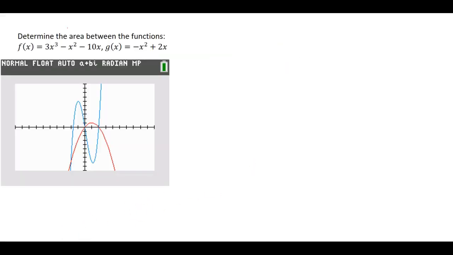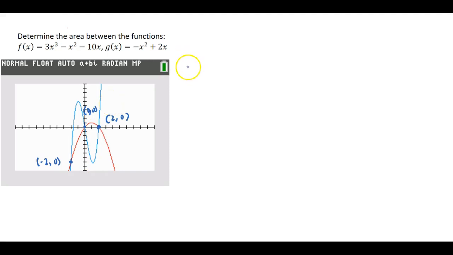So with that in mind, let's take a look at this problem. Determine the area between the functions f of x equals 3x cubed minus x squared minus 10x, and g of x equals negative x squared plus 2x. This brings up an interesting situation, because I've got intersection points at (-2, 0), (0, 0), and (2, 0). Between -2 and 0, the blue cubic is above the red quadratic, but between 0 and 2, the quadratic is above the cubic. So we're going to have to do two different integrals.